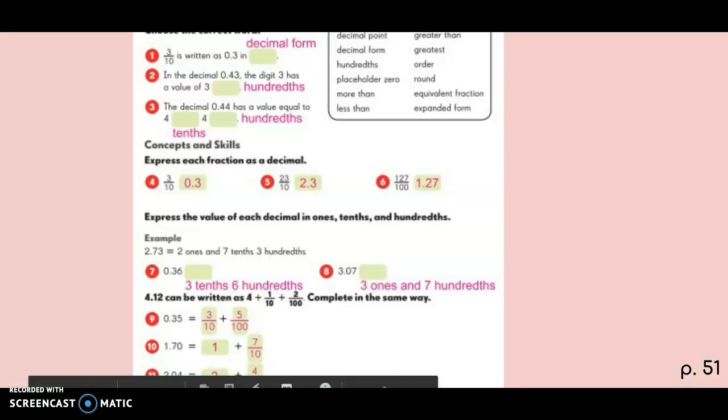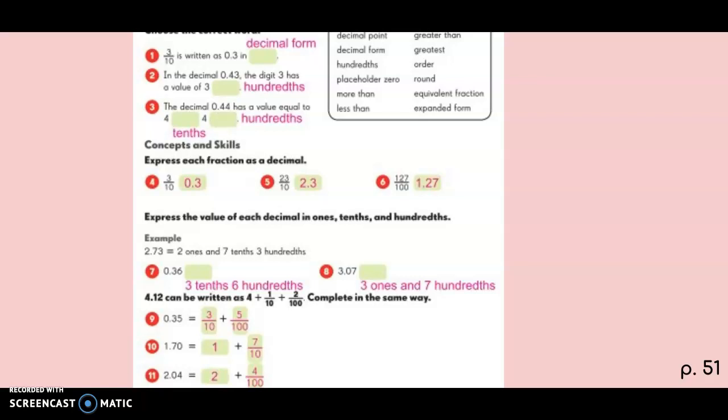Number 1 is decimal form. Number 2 is hundredths. Number 3 is 4/10ths, 4/100ths. Remember, if I'm going too quickly for you, you can pause the video and press play when you're ready. Number 4 is you should write 0.3. Number 5, 2.3. Number 6, 1.27.